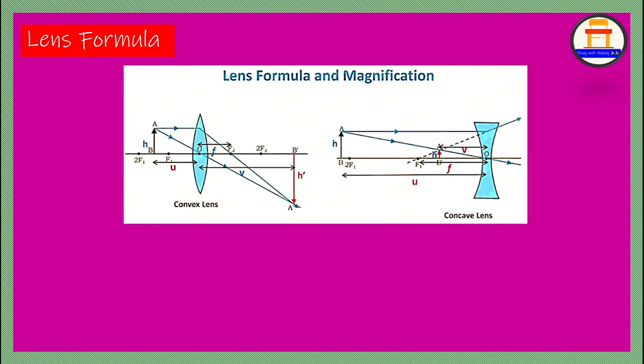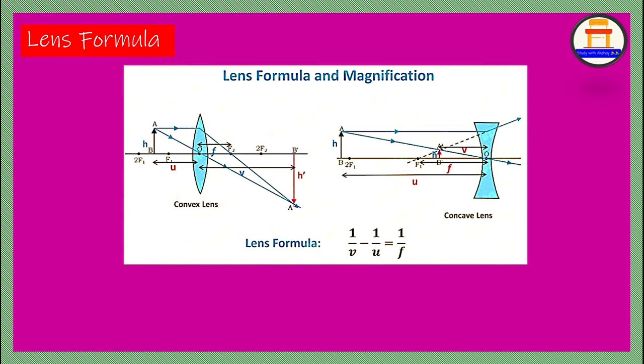So lens formula and magnification. Both the things will be studied parallelly over here. Lens formula and magnification. So we are taking an object and something is formed over here. So these are two different lenses. Wherever the object is placed, the image is also formed over here. For concave as well as convex lens, the image is formed and the object is placed.